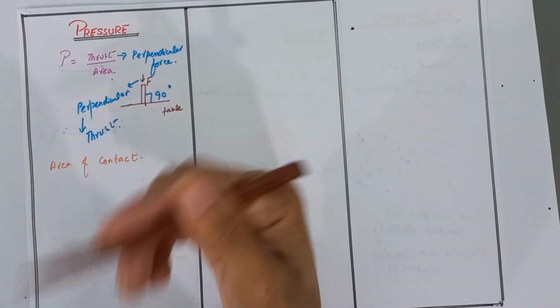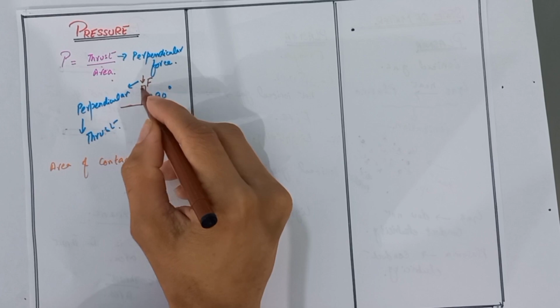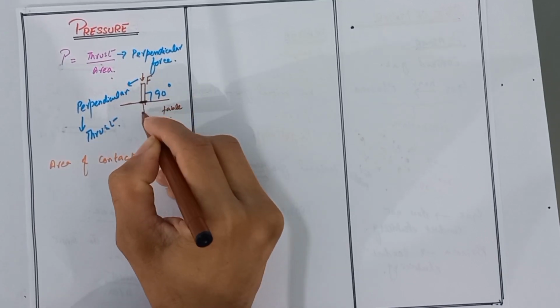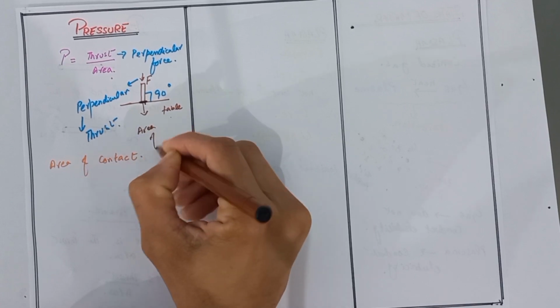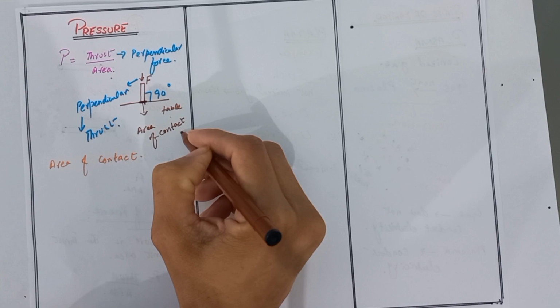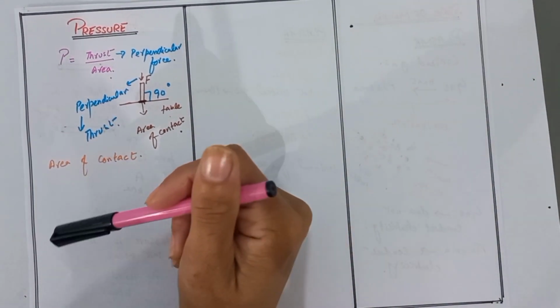We can understand this area of contact on this example. Here the area of contact of the rod on the table is this, where the rod is in contact with the table. This is the area of contact where the rod is touched onto the table. This is the area of contact. Is it clear guys?